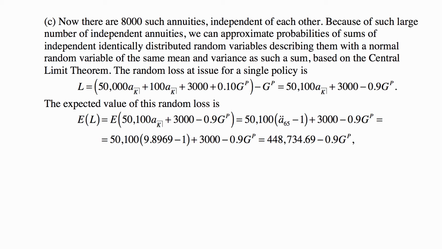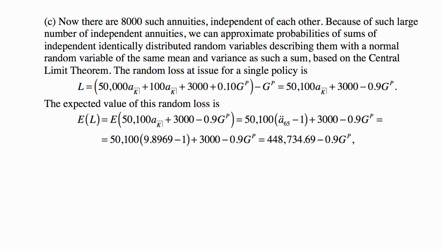Okay? So the random loss at issue for a single policy is the present value of benefits plus present value of expenses minus the premium. So we combine the like terms and we get this expression that you see here. What is the expected value of this random loss? Well, it's the expected value of what we just calculated. So the expected value of a-angle-K, we already noticed this, can be calculated as a-double-dot-angle-K minus 1, and then the expected value of that is a-double-dot-65 minus 1.